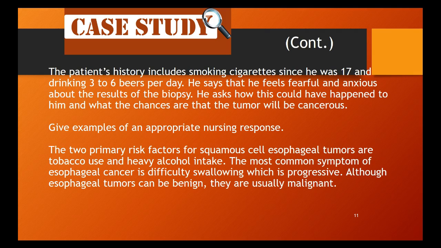The most common sign and symptom of esophageal cancer is difficult swallowing, which is progressive. Although esophageal tumors can be benign, they are usually malignant. The two primary risk factors for squamous esophageal tumors are tobacco use and heavy alcohol. So we could say, if he's saying he's drinking 3 to 6 beers a day, that may have contributed. And then, of course, the cigarette smoking. That's how it could have happened. The most common sign and symptom is difficulty swallowing, or dysphagia. However, we may give him something open-ended again for him to elaborate after we've educated him on how it could have happened.